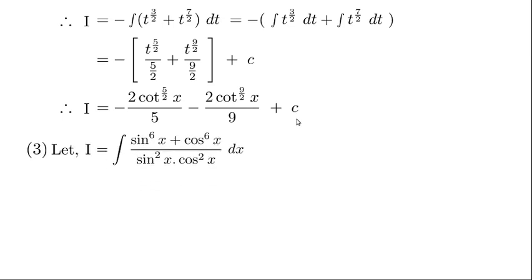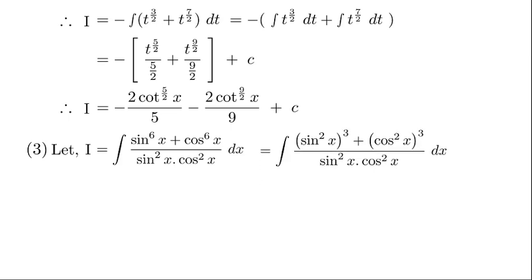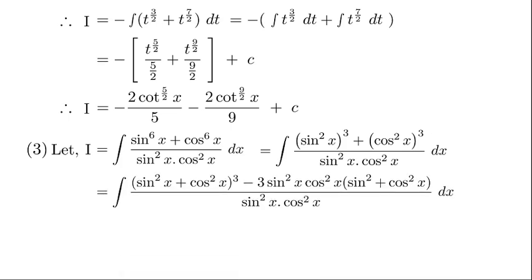Next, integration of (sin raised to 6 x plus cos raised to 6 x) upon (sin square x cos square x) dx. So in the numerator we are trying to express it in the form of a cube plus b cube. So that means I write it as (sin square x) whole cube plus (cos square x) whole cube, and that becomes (sin square x plus cos square x) whole cube minus 3 times sin square x cos square x into bracket (sin square x plus cos square x).